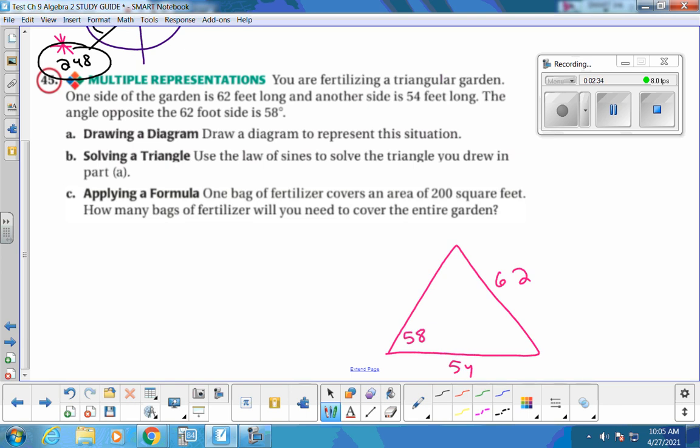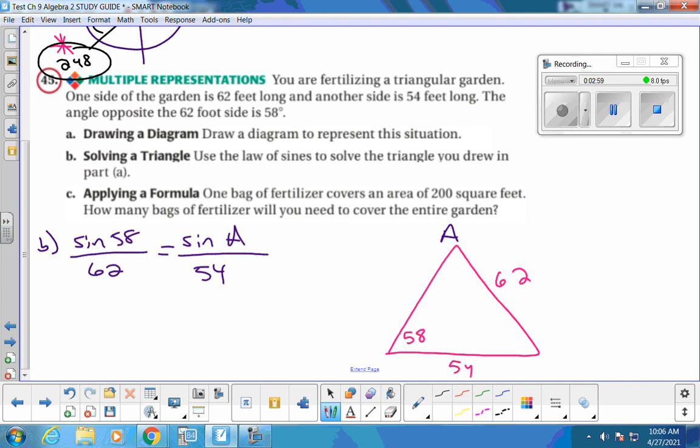So we're going to use law of sines to solve this triangle. I already solved it, and we're kind of lucky that there's only one possible triangle. Because with the law of sines, you always have to check if the supplement would work, and the supplement doesn't work on this one. So this is my work for part B. I partnered up the 58 with the 62, and now I'll call this angle A and partner it up with the 54.